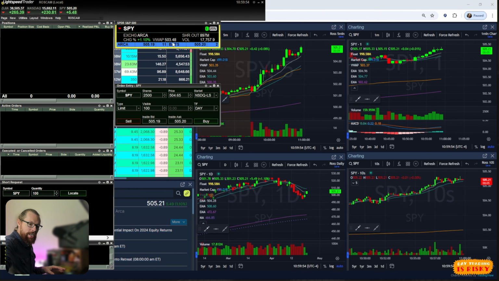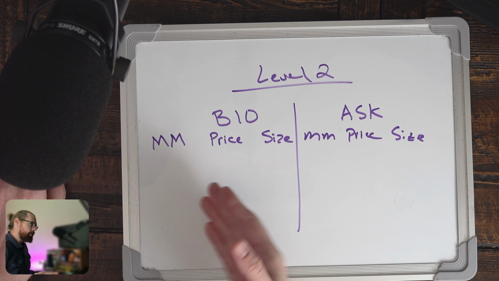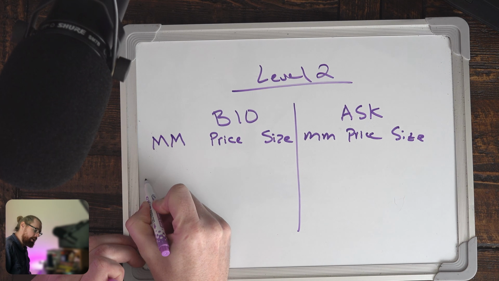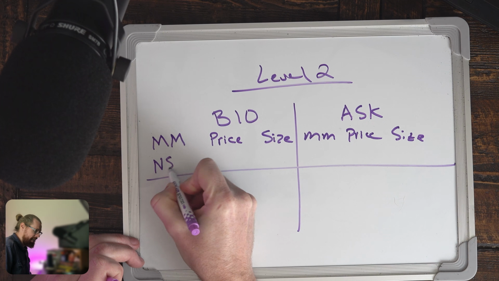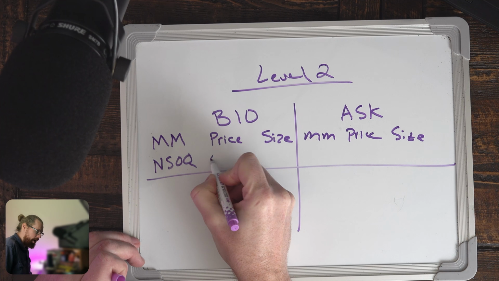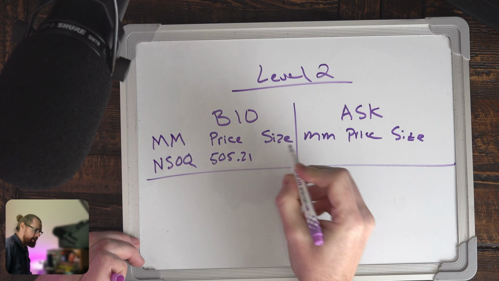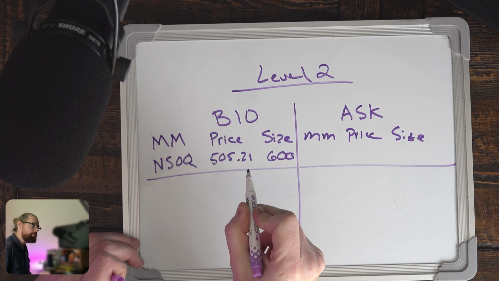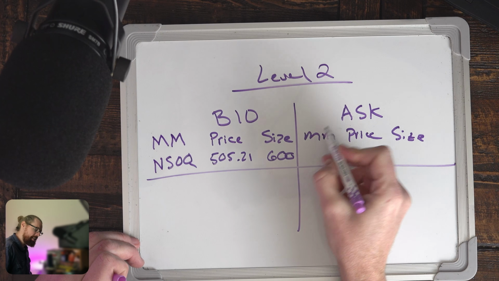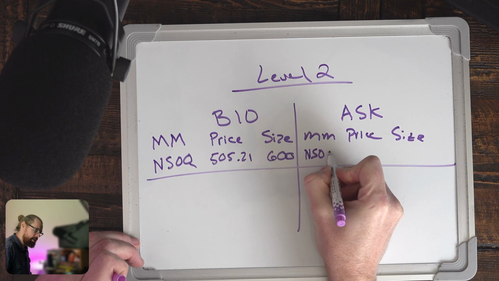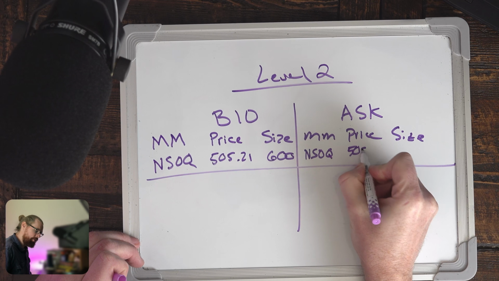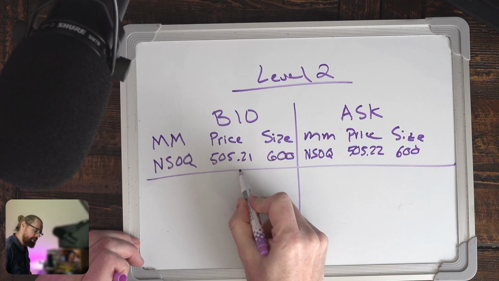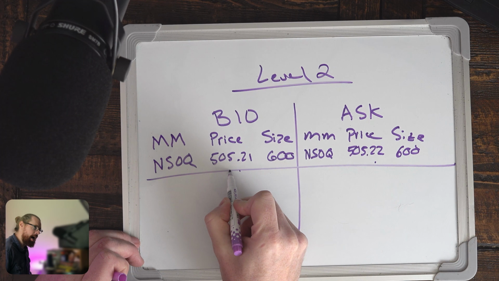Now, for those of you that need a crash course, level 2 is the depth of the market. Level 1 is just the first tier, the first row, essentially, which is showing us the market maker. So NSDQ, for instance, for NASDAQ, price $505.21, order size, let's say 600 shares. And that's the highest price buyer. Now the lowest price seller, let's just say NSDQ, also on NASDAQ, price 505.22, size 600 shares. All right, so this has a 1 cent spread between the best buyer and the lowest price seller.